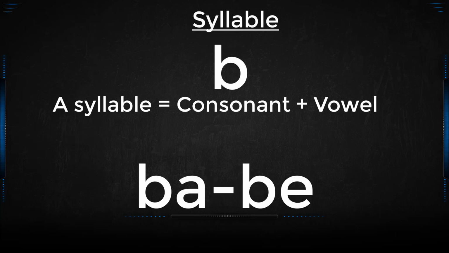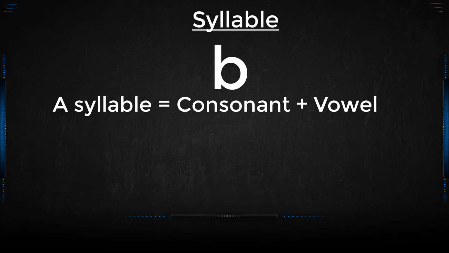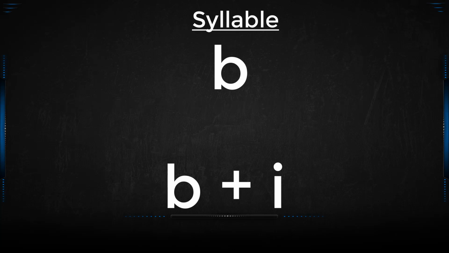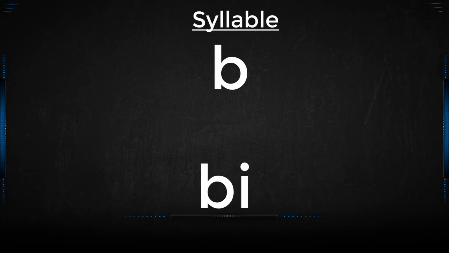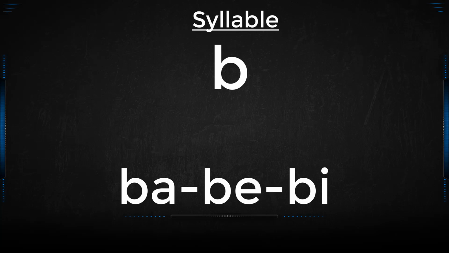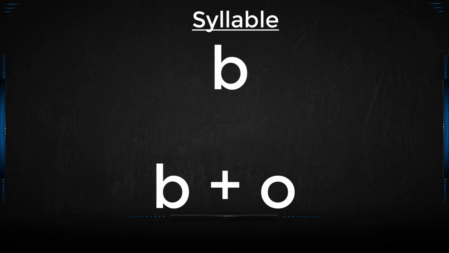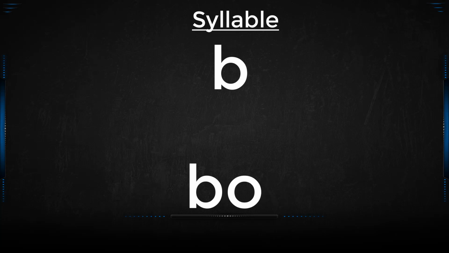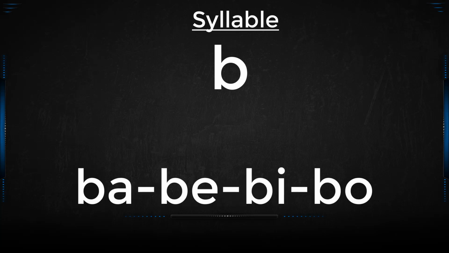Then the next one, we take B plus I. I in Swahili is pronounced as E, not I, so this will be Bi. So what we have here is Ba, Be, Bi. We take consonant B and add the vowel O. This becomes Bo. So we have Ba, Be, Bi, Bo.